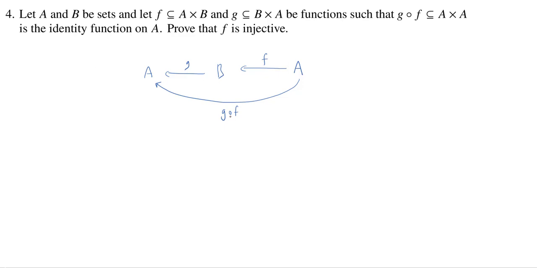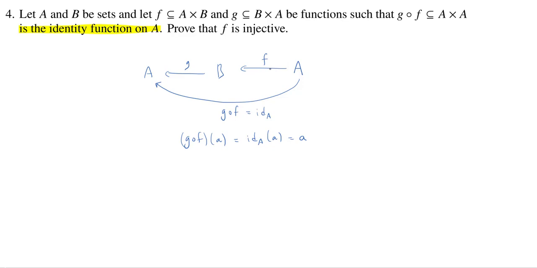Okay, but here's what we actually know: the composition of G and F is the identity function on A, right? So this is the map that does nothing to elements of A. This is sometimes denoted ID sub A. There's other notations. But the important thing that we know is that if I apply G composed F to some element A, this is going to equal the same thing as if you applied the identity map, and the identity map does nothing. It just sends A back to A. And the goal is to prove that the map here on the right, F, is an injective map.